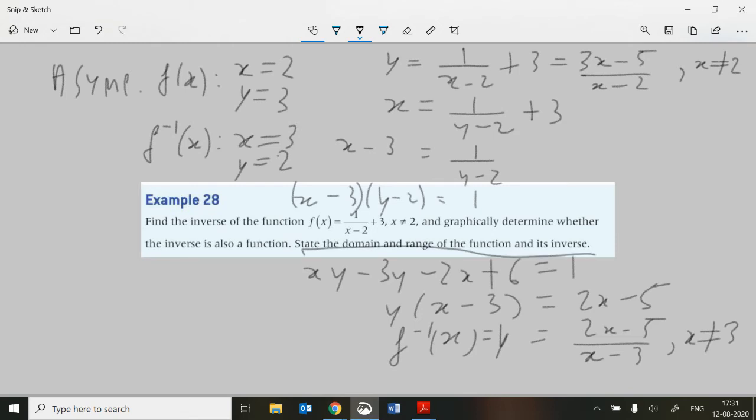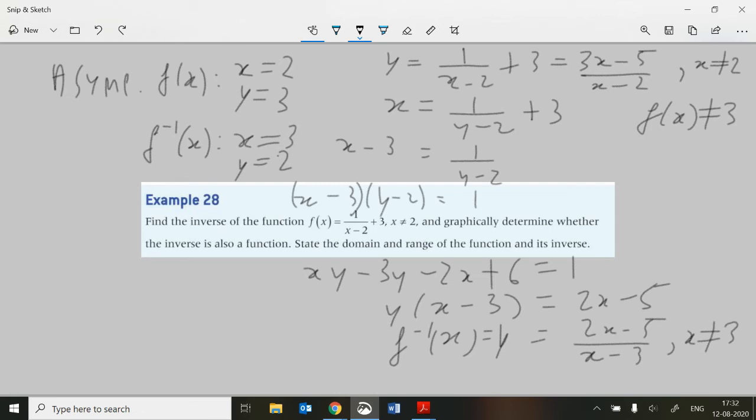If you state the domain and range of the function and its inverse, well, we already stated the domain of the original function. It's all of the real numbers except 2, but the range is not going to include the 3. So we've kind of already said that as well. f of x cannot be equal to 3, but otherwise f of x belongs to all the real numbers. And you should say f of x belongs to all of the real numbers, comma, f of x does not equal 3.